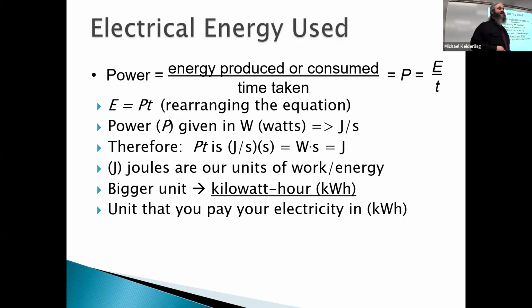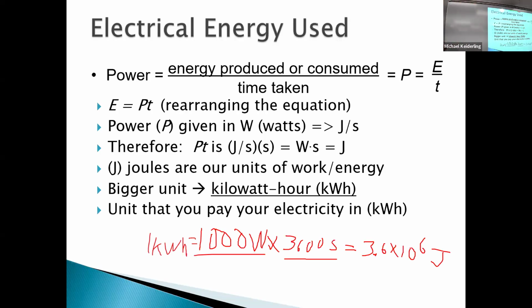1 kilowatt hour, because a kilowatt is 1,000 watts and an hour is 3,600 seconds, is 3.6 million joules or 3.6 megajoules. The 1 kilowatt hour is 1,000 watts times 3,600 seconds, or 3.6 times 10 to the 6 joules, or 3.6 million joules, or 3.6 megajoules.